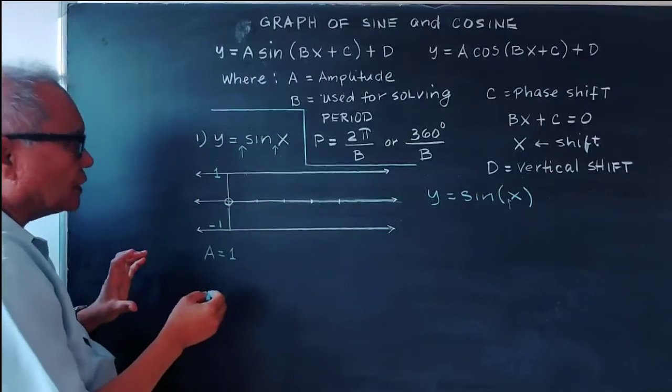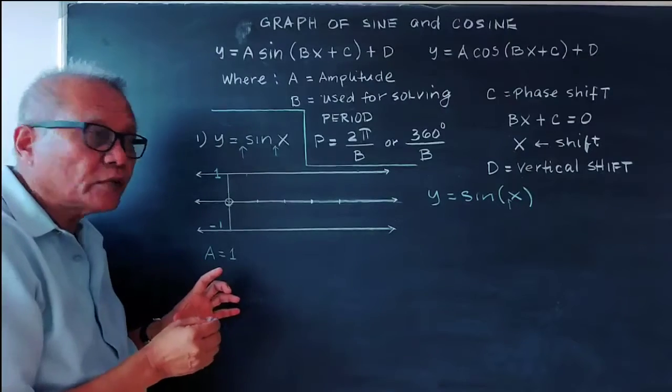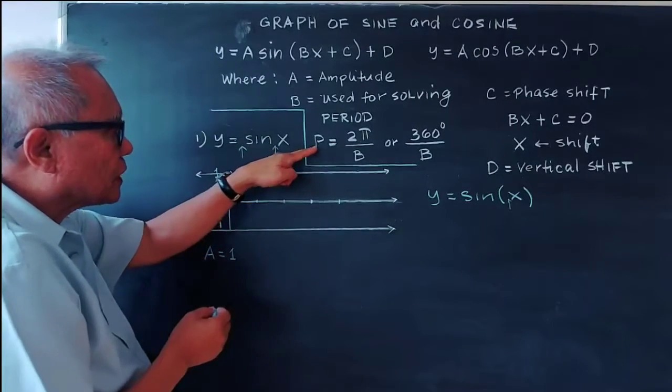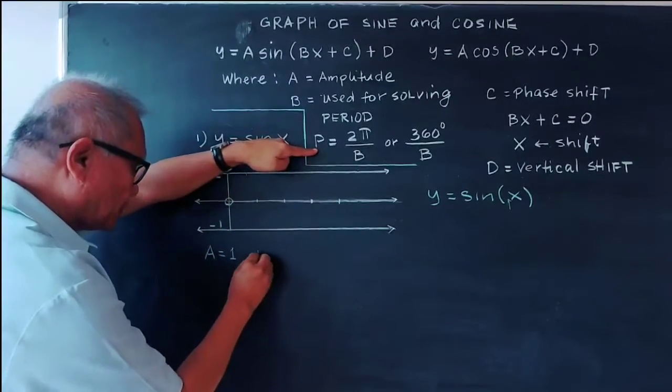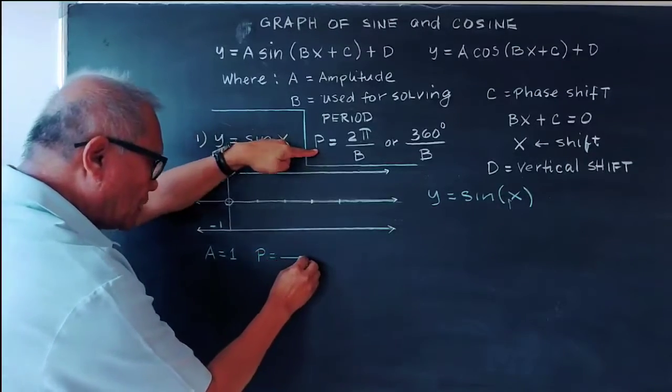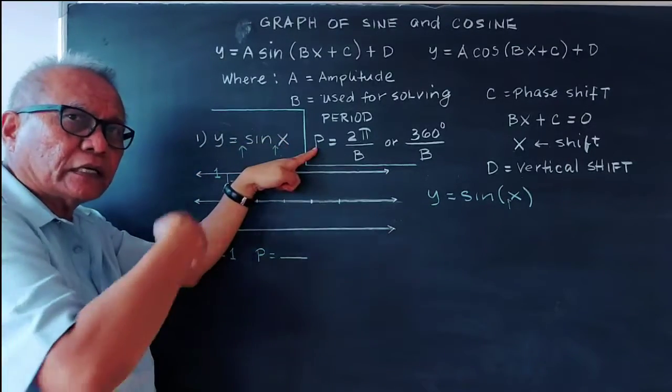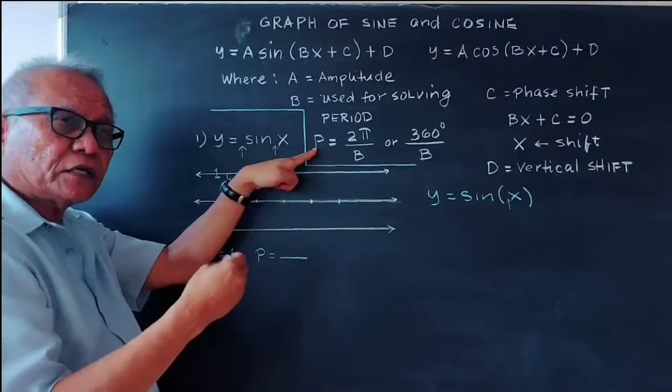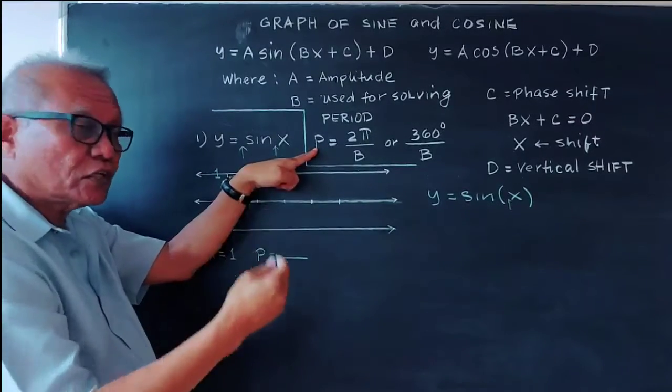Okay, what is the b? The b is used to find the period, so don't forget this one, the period. What is 2 pi? 2 pi is one circle. One circle. 2 pi is equal to 360 degrees.